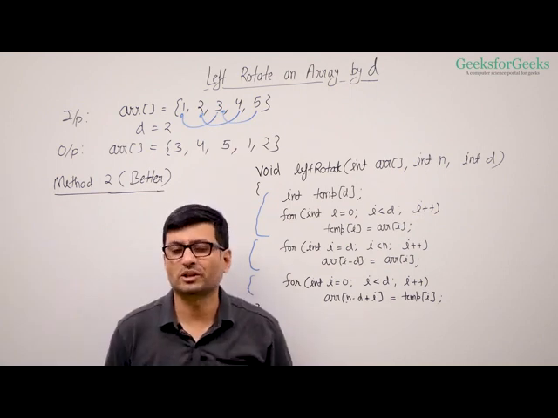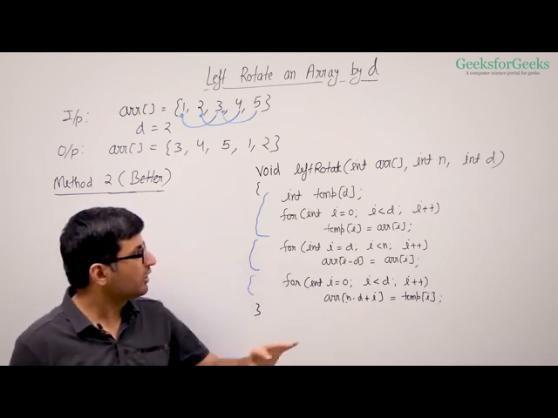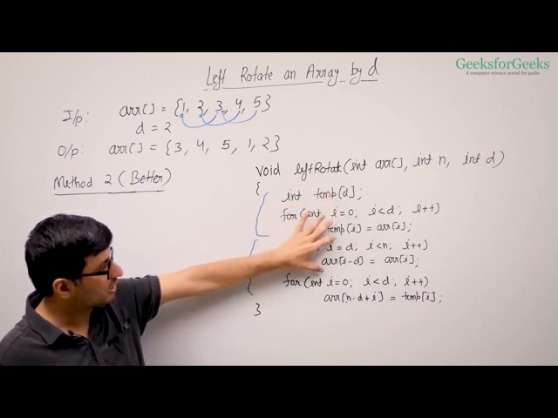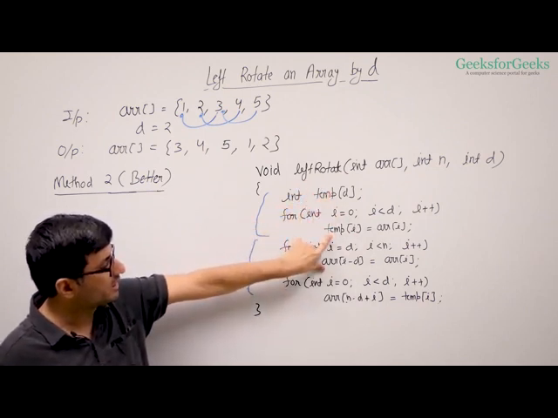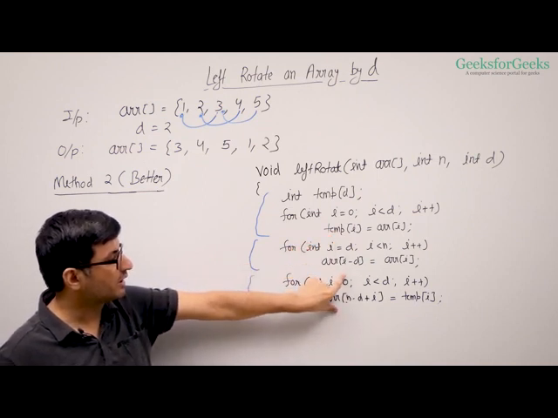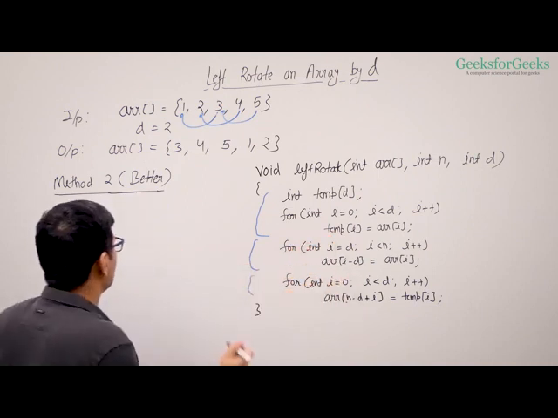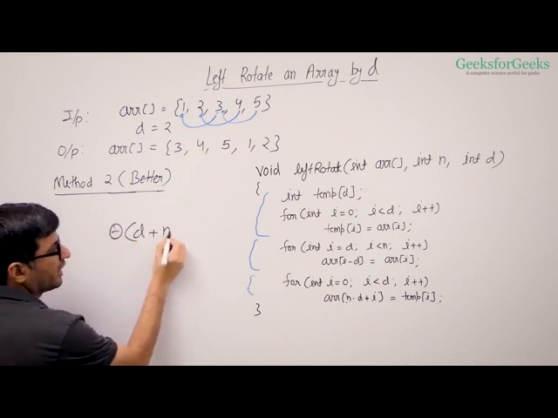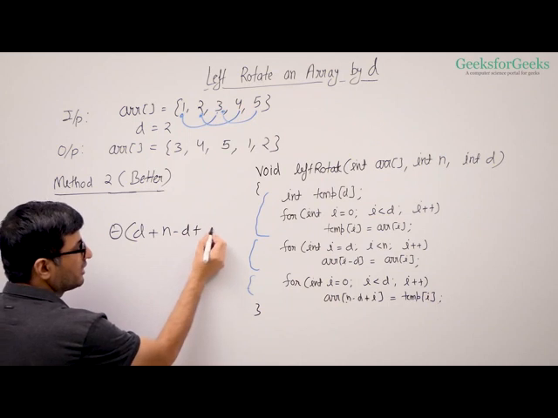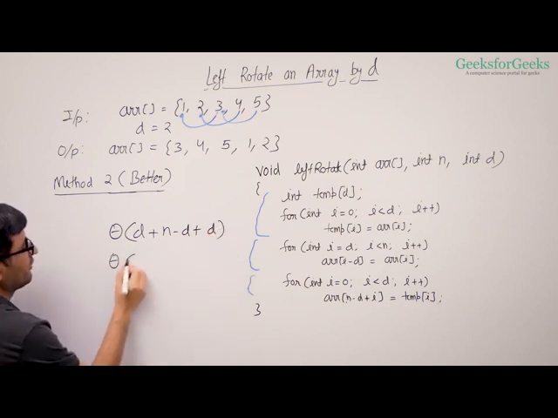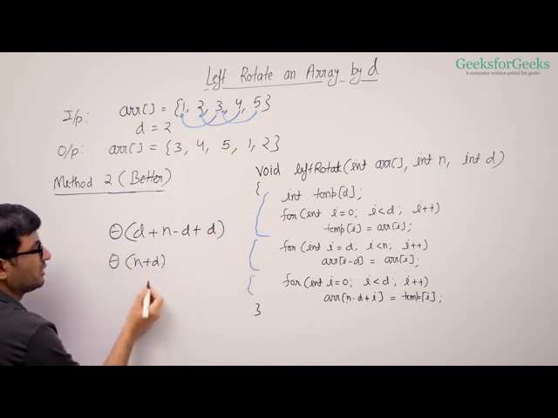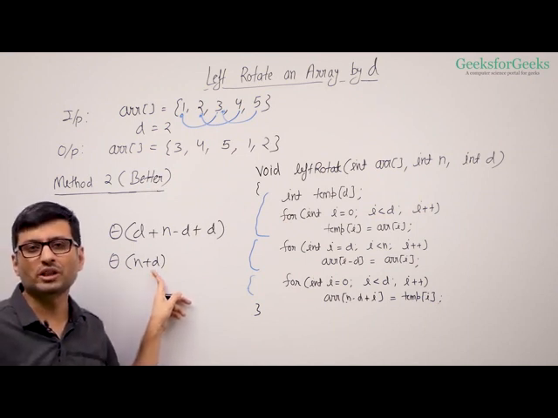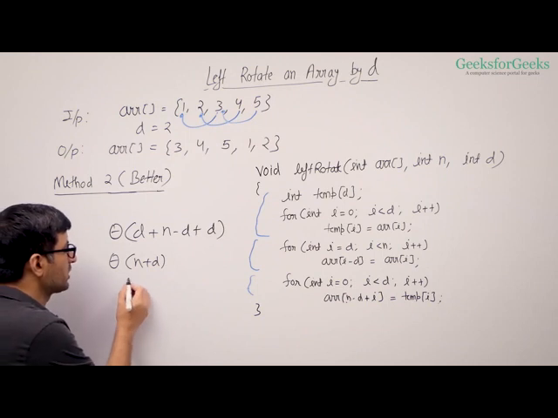Now what is the time complexity of the solution? This particular operation requires theta d time. This operation requires theta n minus d time. And this again requires theta d time. So the overall time complexity is theta d plus n minus d plus d, which is theta of n plus d. Since we know that d is smaller than or equal to n, we can ignore it. So our time complexity is theta n.